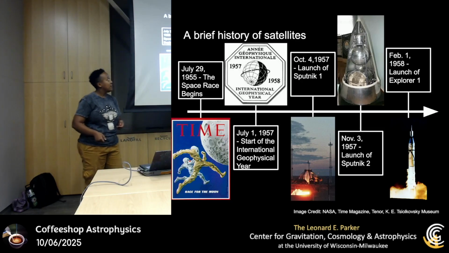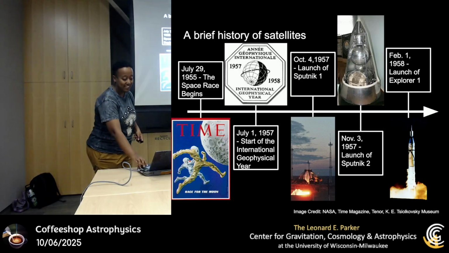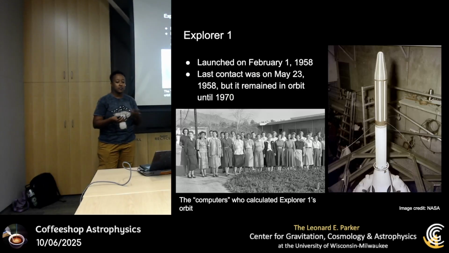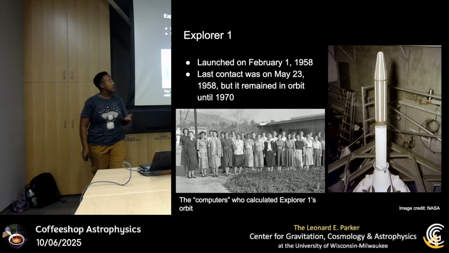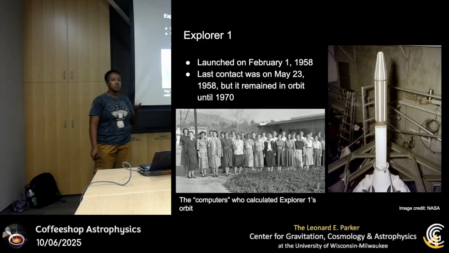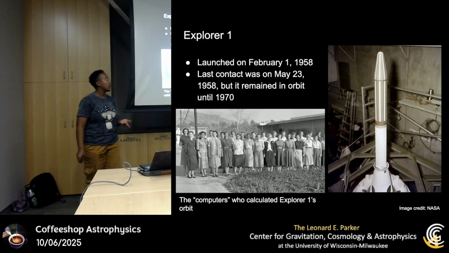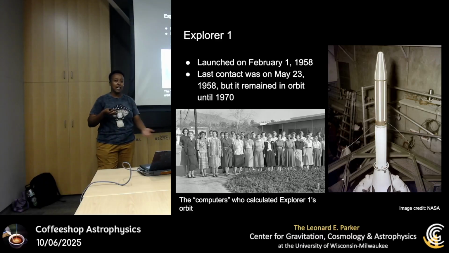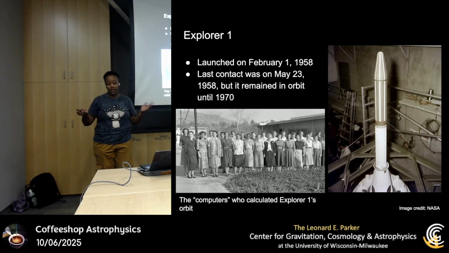Okay. Next, we have the launch of Explorer 1. This was the first US satellite that was sent up in February of 1958. Last contact with it was in May of 1958, but unlike Sputniks 1 and 2, it managed to stay in orbit until about the 1970s. And the reason these satellites were dying after a few months was because we weren't using solar power to keep the batteries charged on them. So after a few months, it would just eventually die.